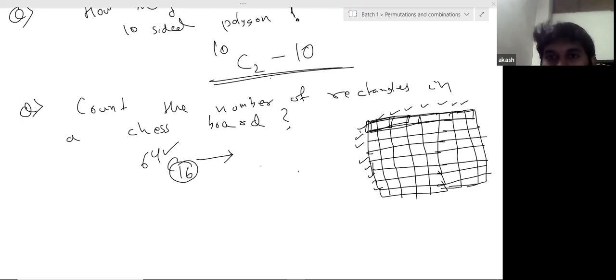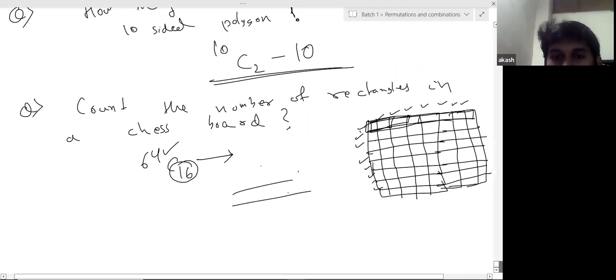See, think about this in this way. How can you get a rectangle? All right. How do you draw a rectangle? You draw two lines like this, two lines like this. This is my hint. Try to solve again.